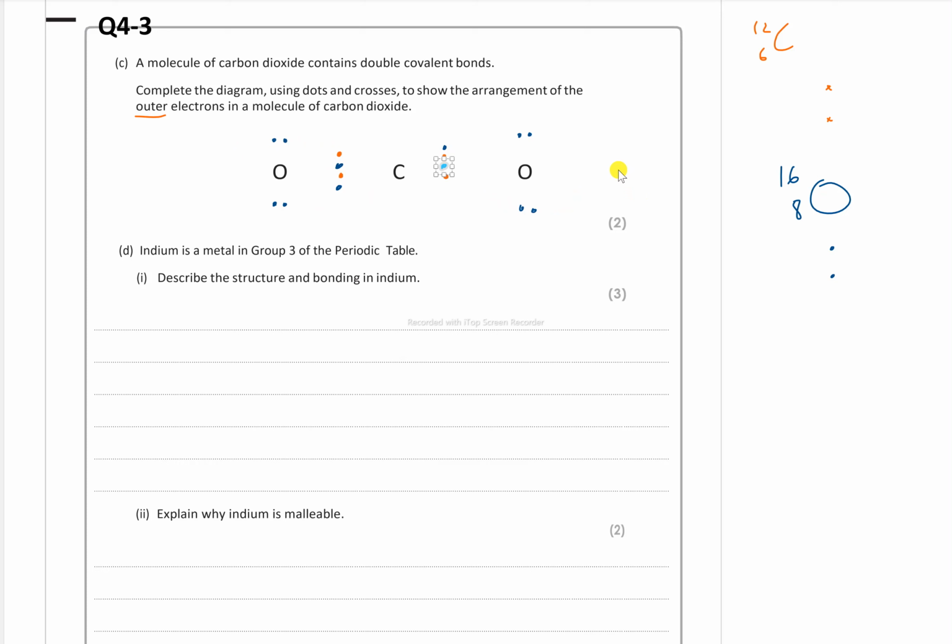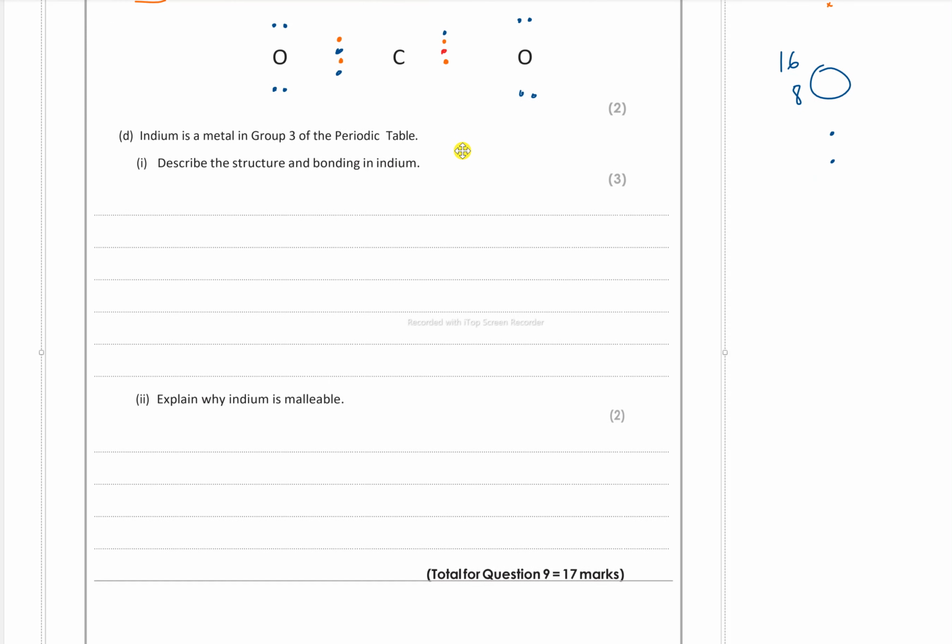Now we look at carbon. So if you look at carbon's outer shell, it looks like this, and it's got 8. 1, 2. Let me get this. 1, 2, 3, 4, 5, 6, 7, 8. So it's got 8 electrons, so they're both happy. So this is the electronic configuration for carbon dioxide. Right.